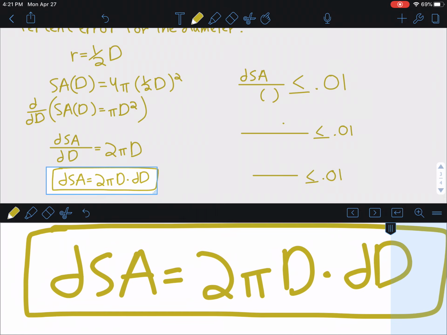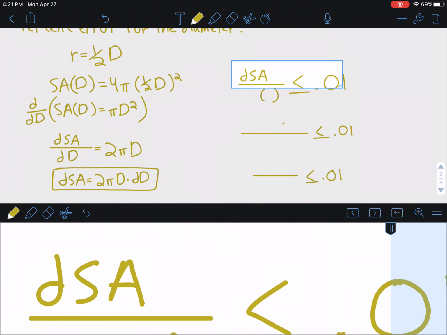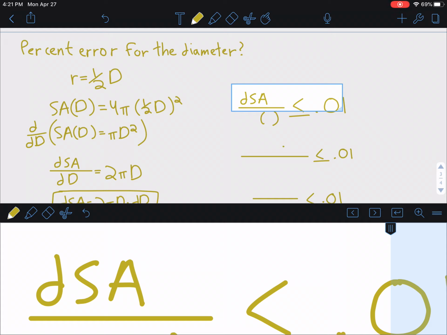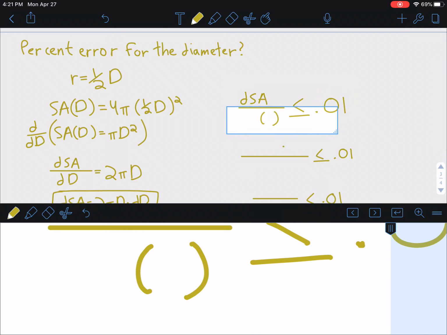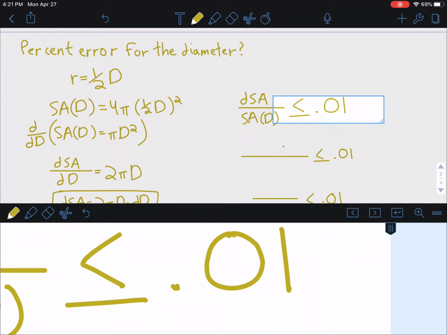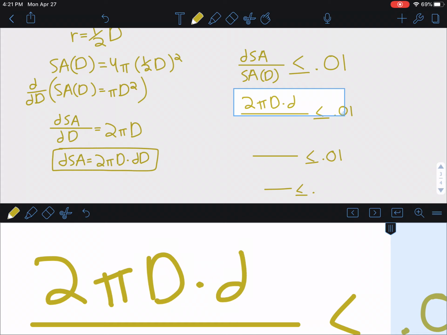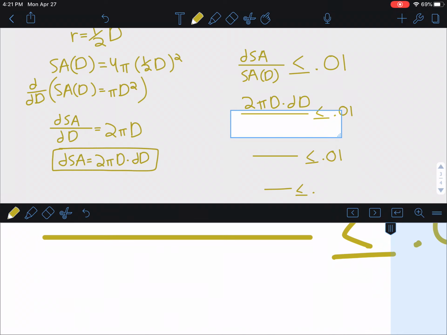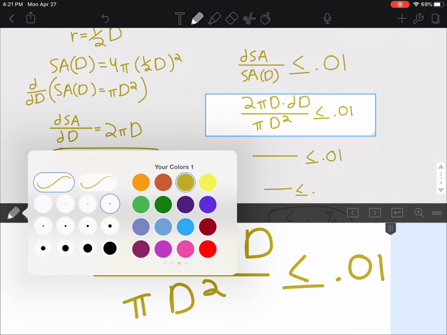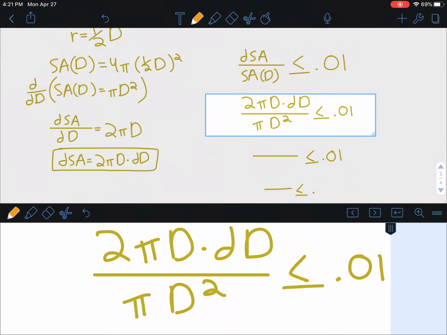So the differential of the surface area, now that I know what that is, I can calculate that, again. We're told we want the surface area to be within 1%. So that means the differential of the surface area over the surface area with some original diameter has to be less than or equal to 0.01. Now plug in all my formulas. 2 pi times diameter times the differential of the diameter over pi times diameter squared has to be less than or equal to 0.01.